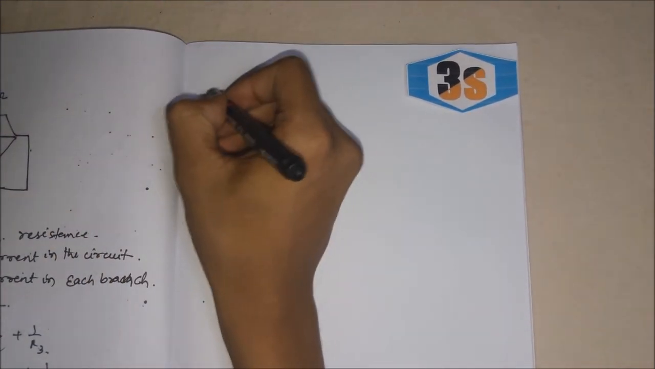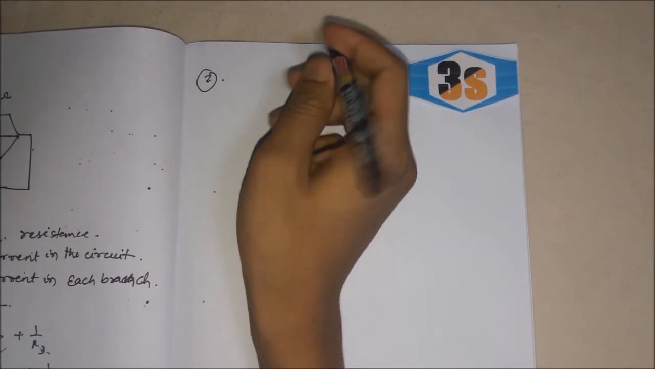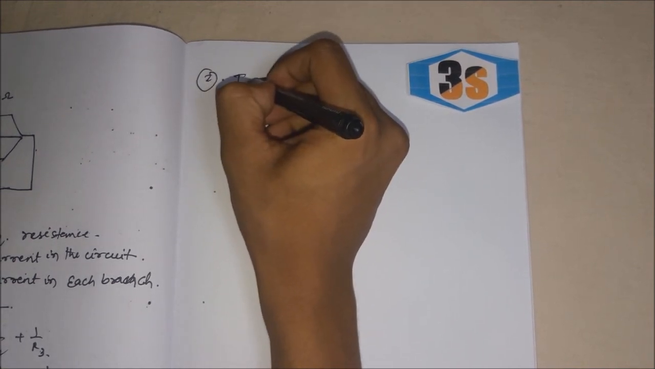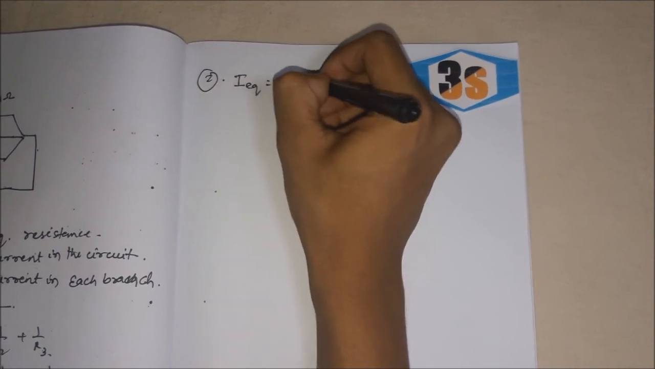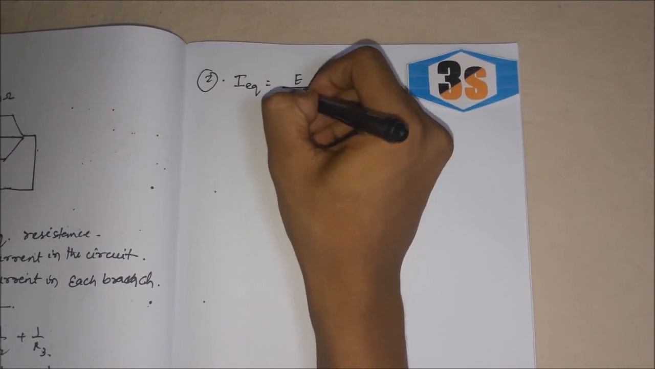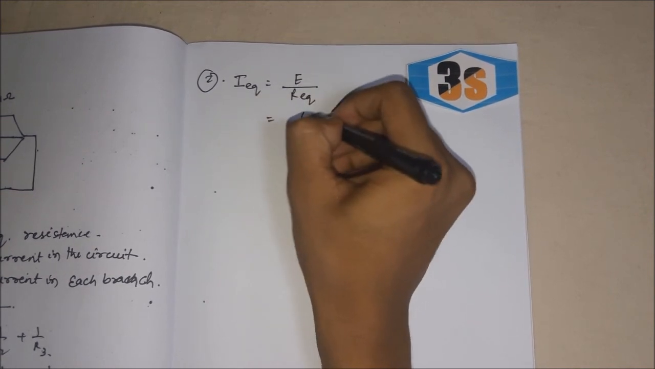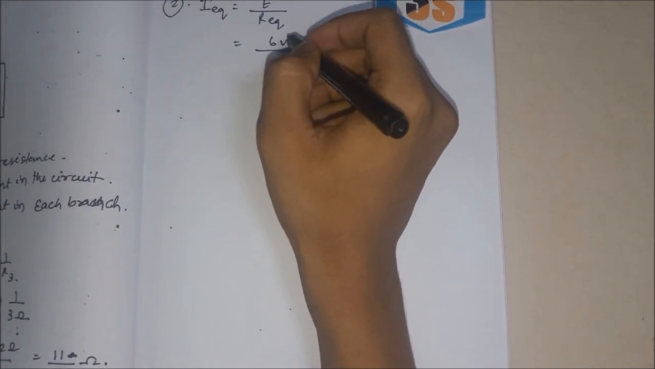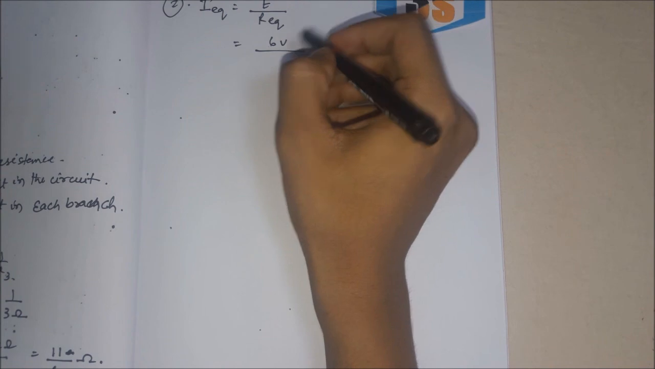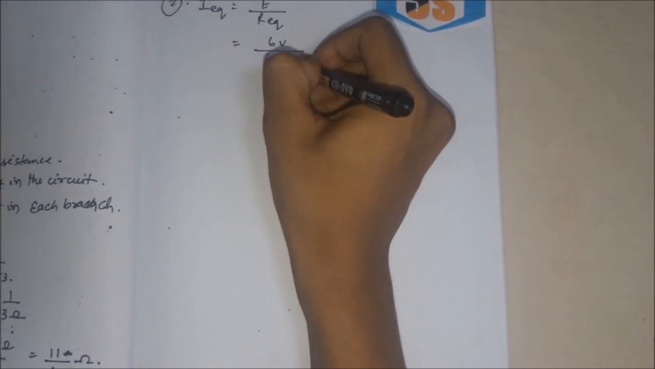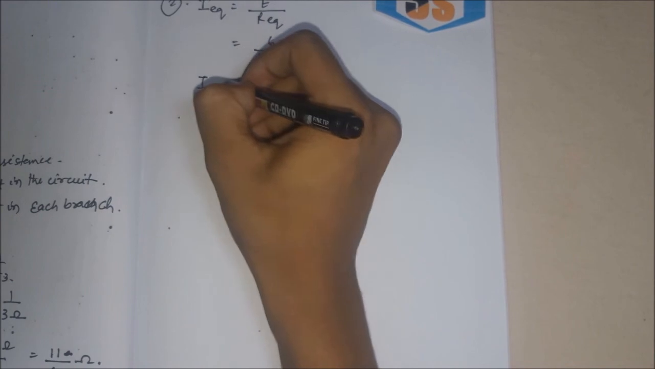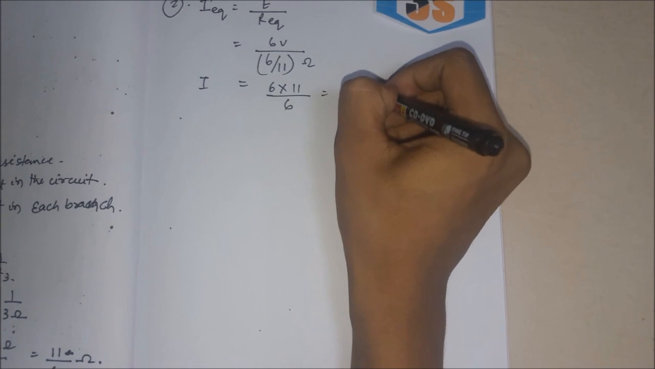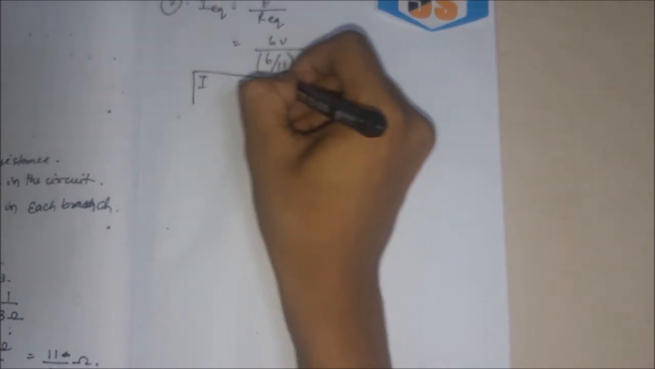Now let us move to the second question. In the second question we have been asked the current in the entire circuit. According to Ohm's law, the current in the entire circuit, I equivalent, will be equal to E, the net potential, divided by R equivalent. It's 6 volts by R equivalent, which is 6 by 11 ohm. So I net equals 6 into 11 by 6, that is 11 ampere.